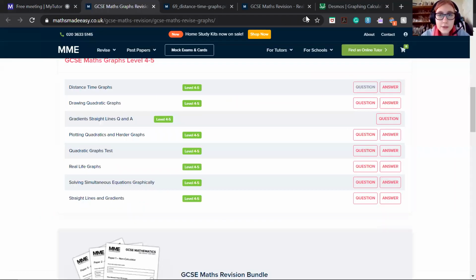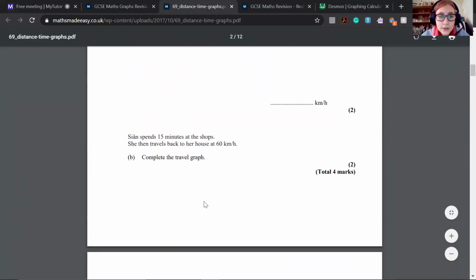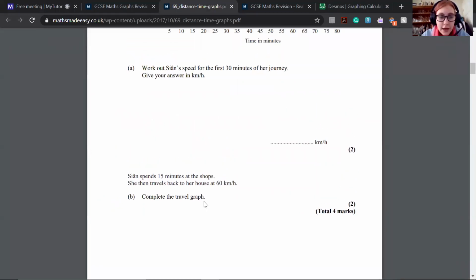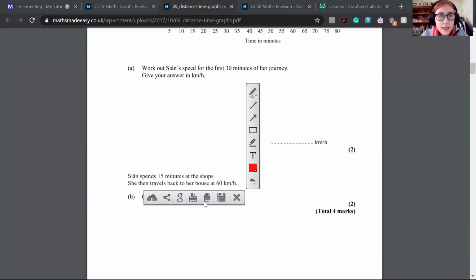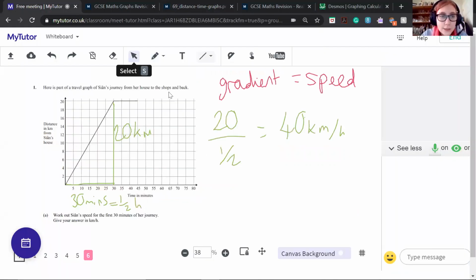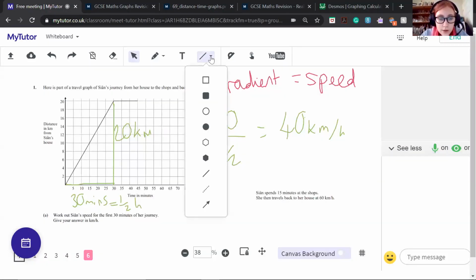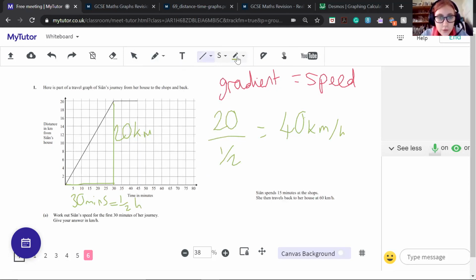Now, the second part of this question asks us to complete the graph, and she spends 15 minutes at the shops and then travels back to her house at 60 kilometers per hour. So let's put that stuff in. So first of all, she spends 15 minutes at the shops. Oh, sorry, no. The 15 minutes that she spends at the shops is already on here. So she gets there at 30, she's there for 15 minutes until minute 45. And then she travels back to her house at 60 kilometers per hour.